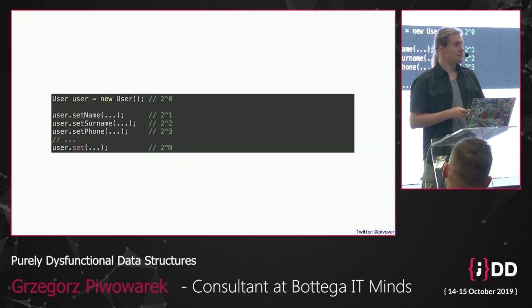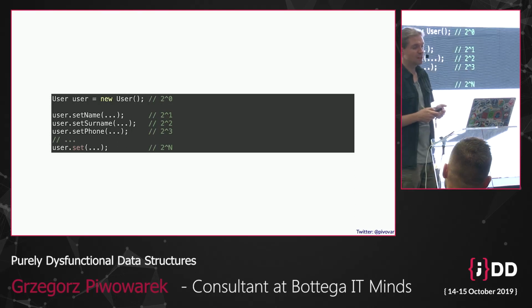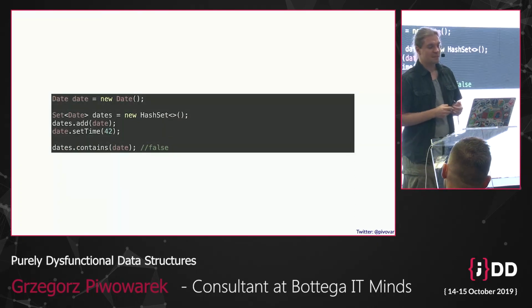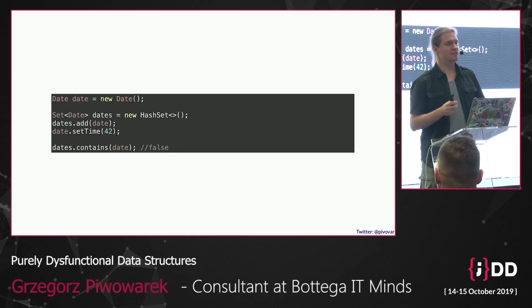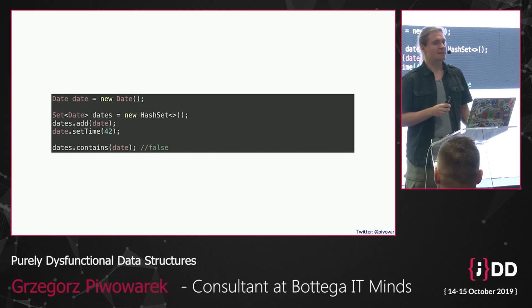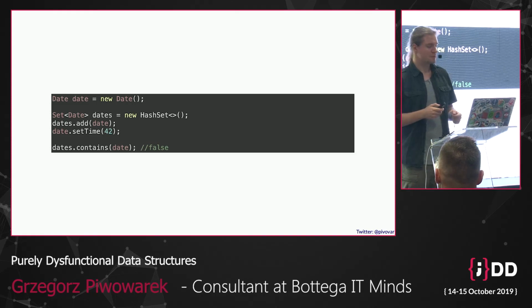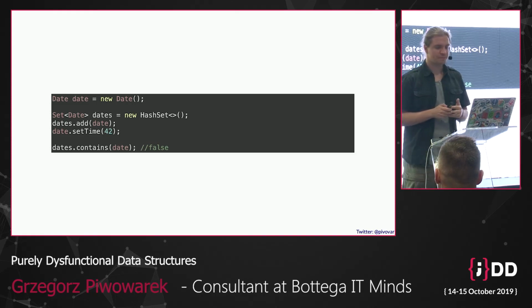For those of you that have been around when java.util.Date was around, there were quite a lot of issues with it. For example, you could put a date into a hash set, change it over time, and then, oops, it's not there anymore.